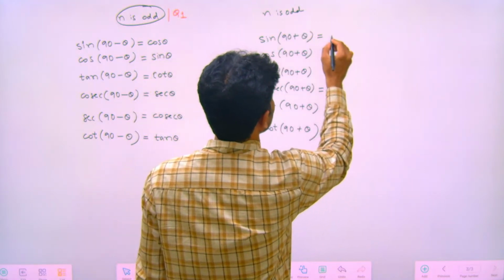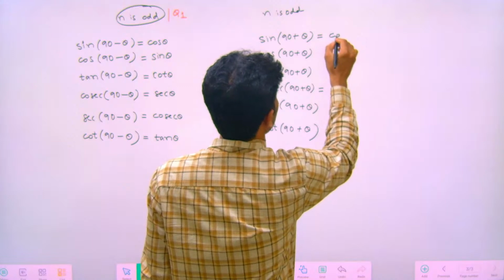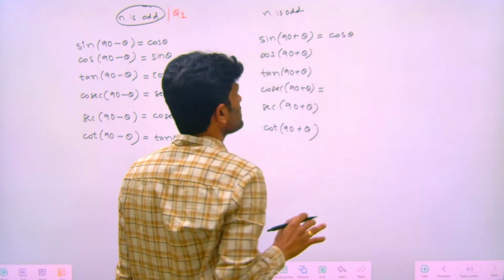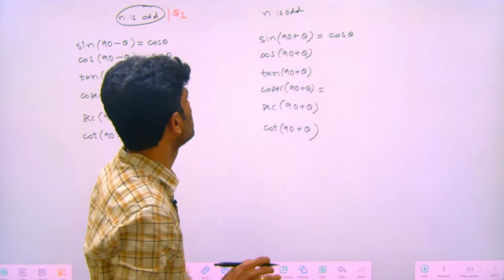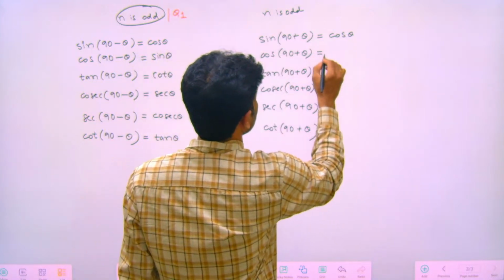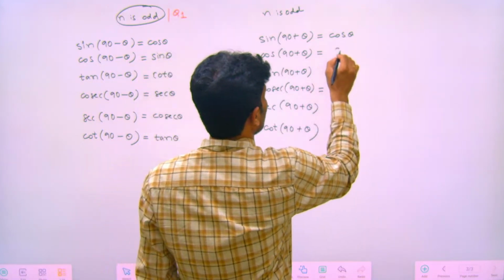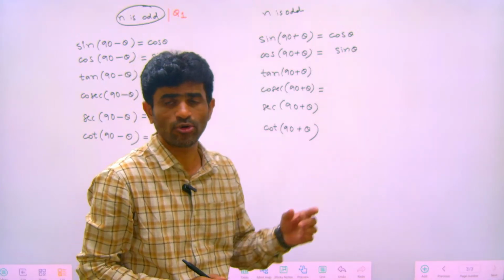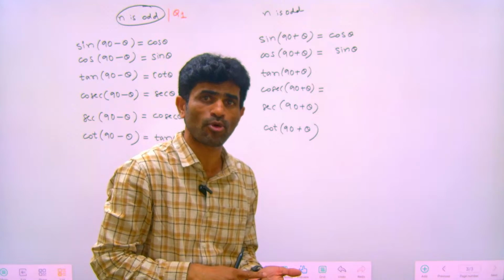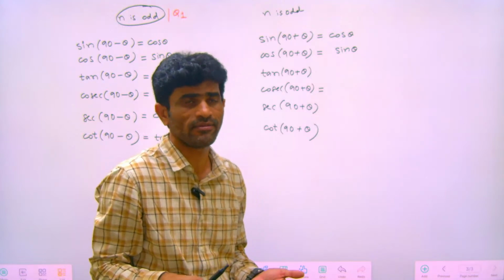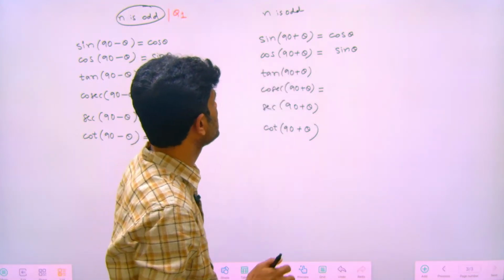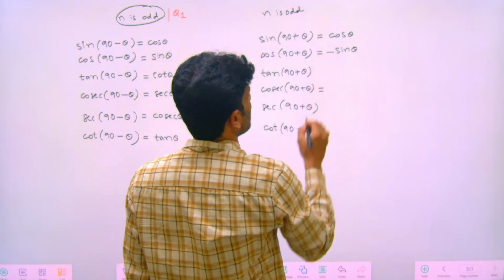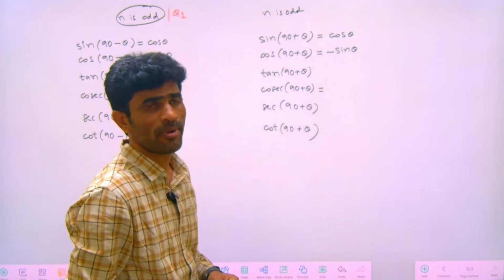So sin 90 plus theta will be what? Cos theta. Sin 90 plus theta is cos theta because it will be changed. Now cos 90 plus theta, it is sin theta, but cos is negative in the second quadrant. I told you only sin theta and cosecant theta are positive, remaining all are negative. Because it is cos 90 plus theta, your result will be minus sin theta.